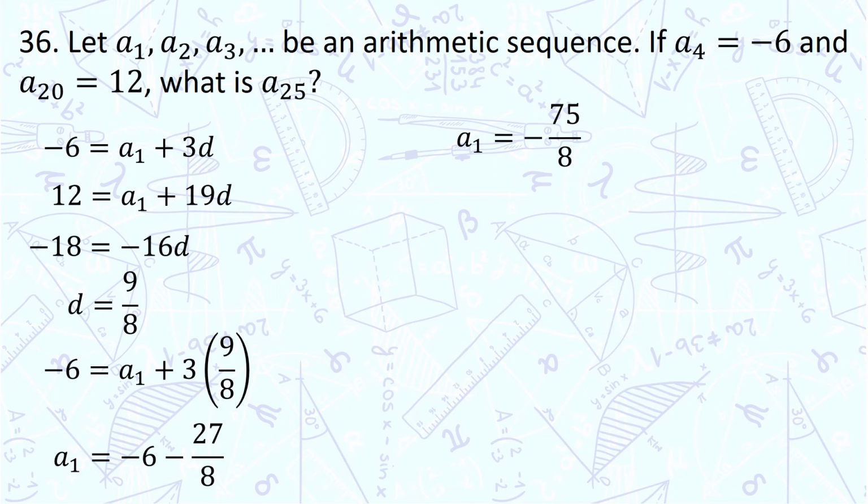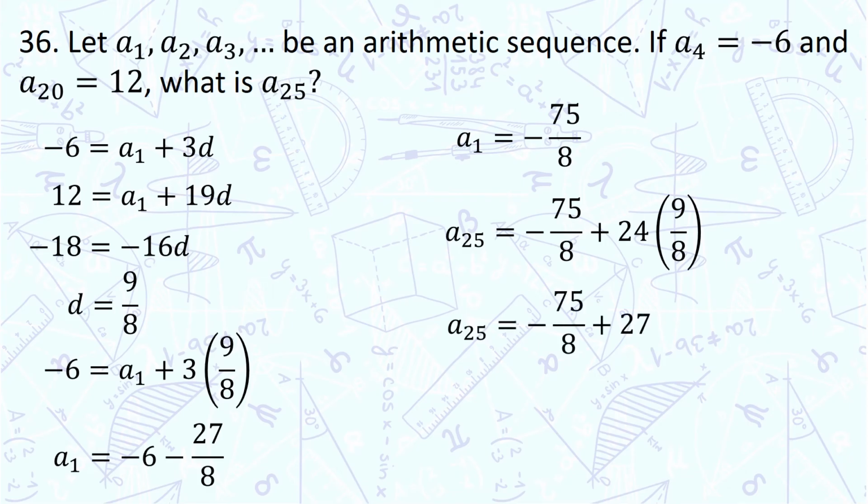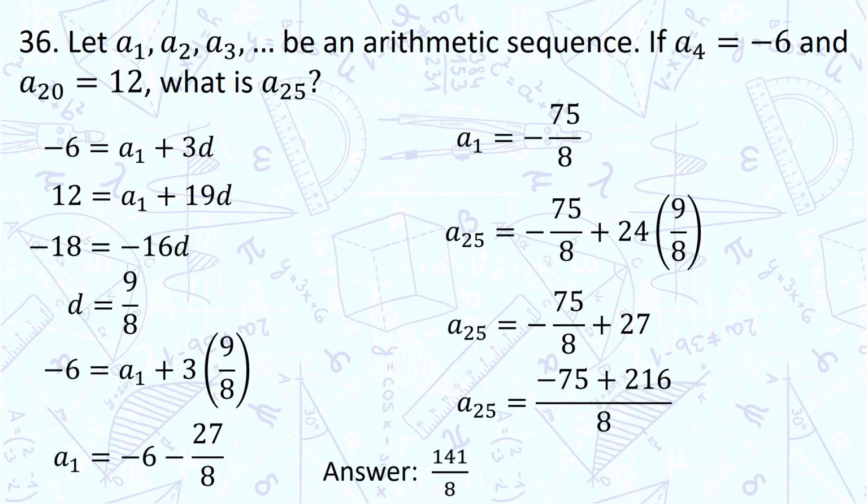Then a sub 25 is equal to a sub 1 plus 25 minus 1 times d equals negative 75 over 8 plus 24 times 9 over 8. So a sub 25 is negative 75 over 8 plus 27. Write as a single fraction. Negative 75 plus 8 times 27, 216 over 8. Then a sub 25 is 141 over 8.